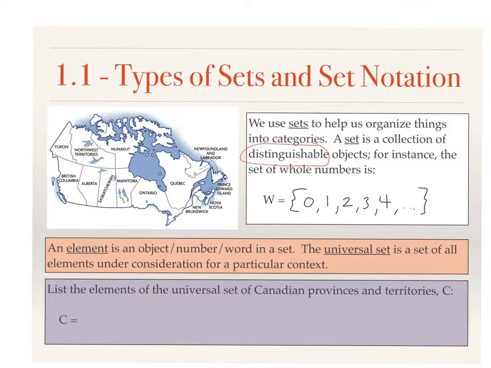you happen to know. So here where it tells us to list the elements of the universal set of Canadian provinces and territories, C. C for Canada, right? That's what it stands for. You don't have to pick a letter that makes sense, but usually you would. So C for all of Canada, and here you would literally just list all the provinces and territories. So you can get going on that, I'll do it too, but you can probably do it faster than me.